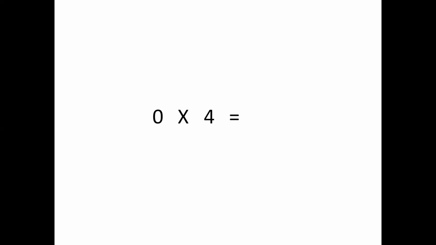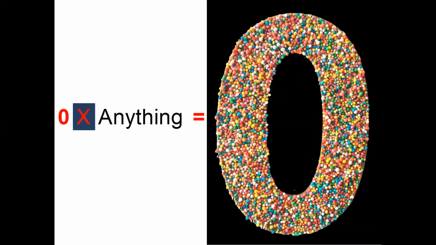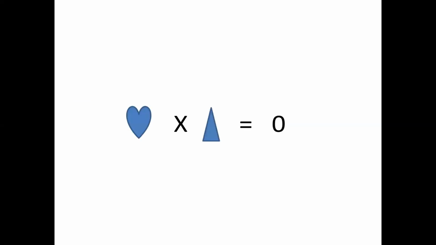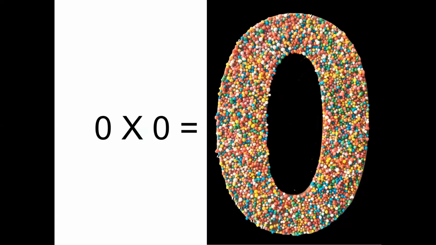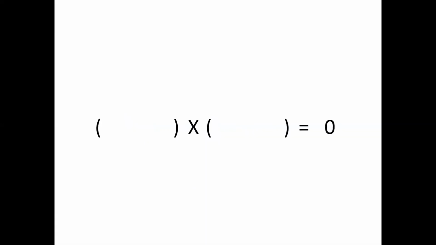Naught times 4 is equal to naught. Naught times 9 is equal to naught. Naught times anything is equal to naught. So something times something else is equal to 0. What does it tell you about the something and the something else? Well, basically in this case, either the heart's going to be 0 or the triangle's going to be 0, or maybe both of them are going to be 0, because 0 times 0 is also 0.